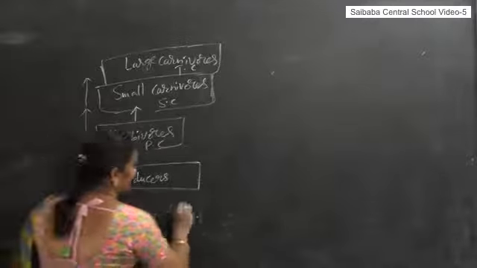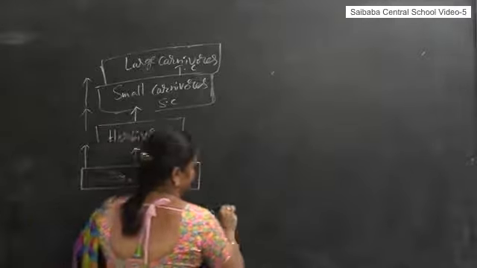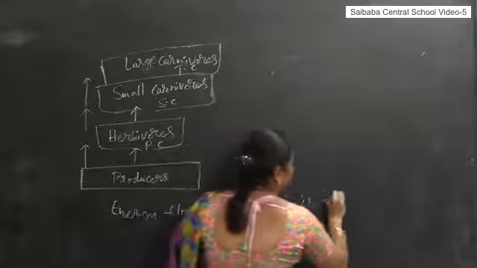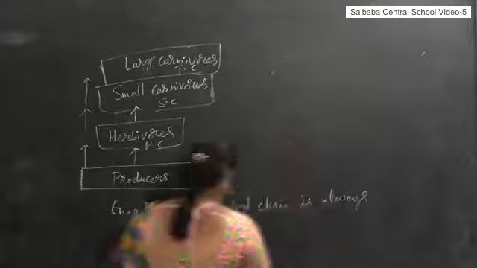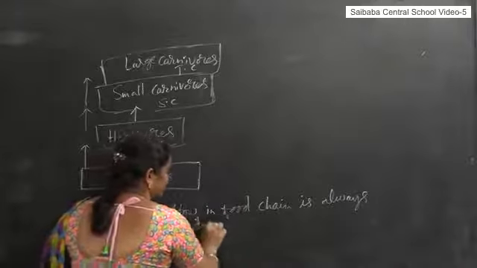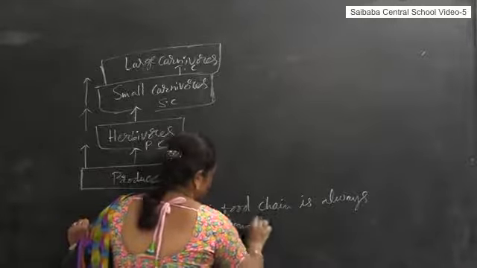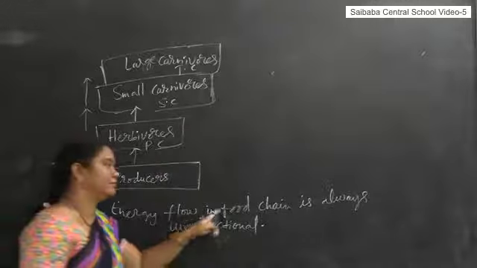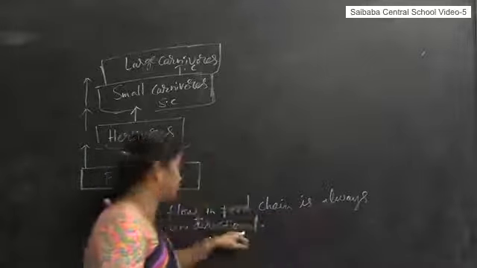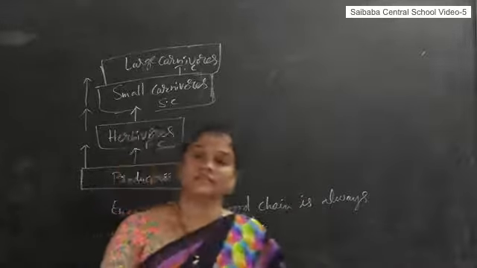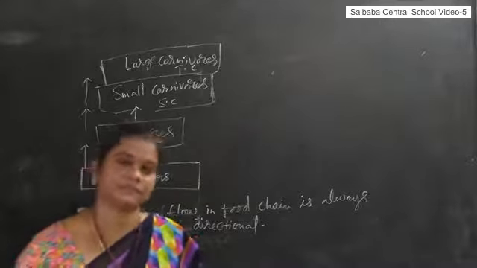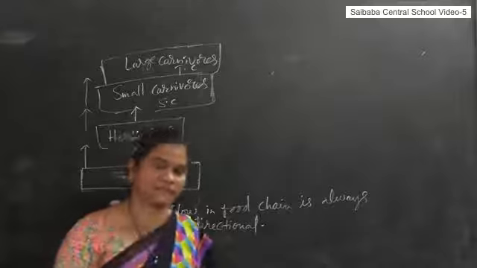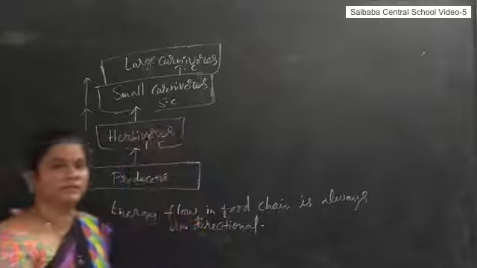Energy flow in a food chain is always unidirectional. Always what? Unidirectional. I repeat, energy flow in a food chain is always unidirectional. There is a chance of the board asking a question like this: energy flow in a food chain is always unidirectional. Justify the statement. So what would be your answer?